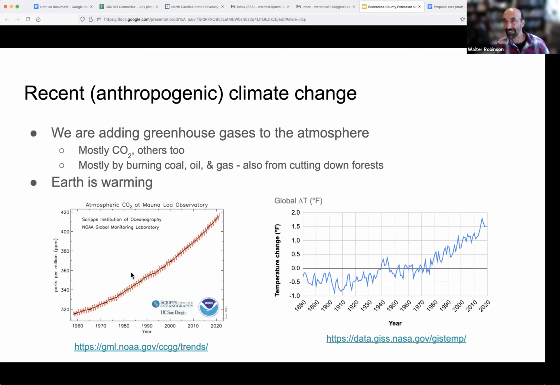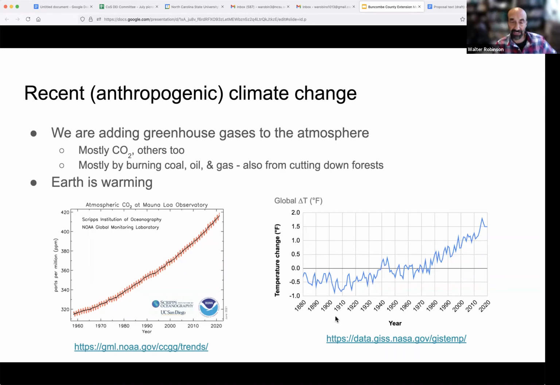Again, another topic we can go into detail on, but there's incontrovertible evidence that this carbon dioxide increase comes from these sources, particularly the fossil fuels. So going back to Arrhenius's work and then refinements of those calculations more recently, we expect that Earth would get warmer, and Earth is getting warmer.